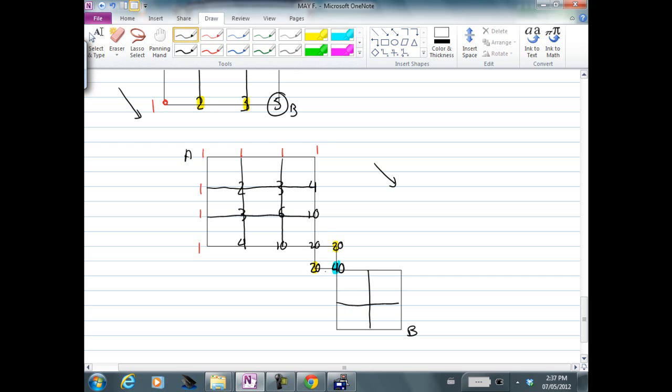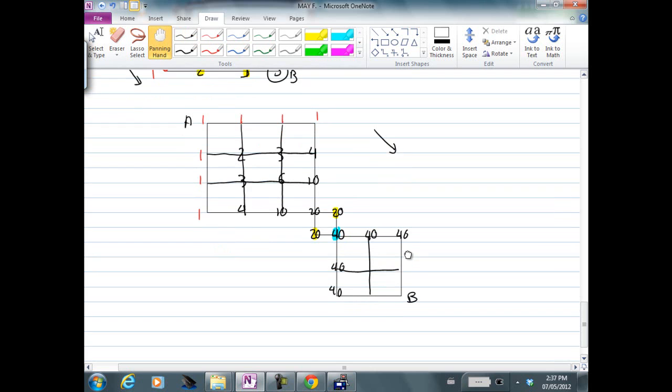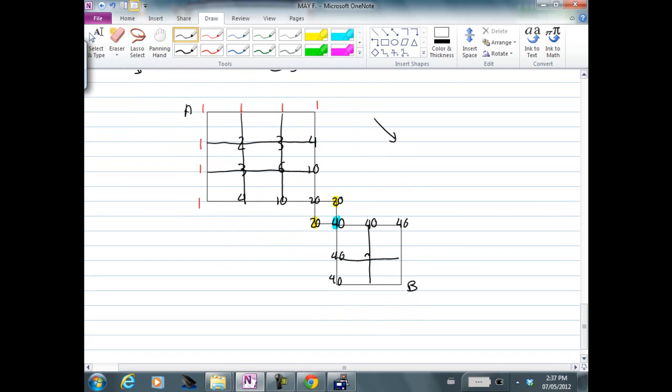Use the 40. 40, 40, because they're not bottom right corners. So I'm using the numbers previous to it. So that would be 80. It'd be 80. And then 80. 120, 120, 240. And there's your answer, 240. This is called using Pascal's Triangle.